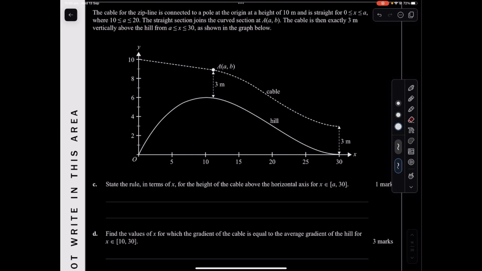The cable for the zip line is connected to a pole at the origin at a height of 10. So okay, perfect, which is over here. And is straight from 0 to A. So here this line is straight, where 10 to 20, this over here. So A is from 10 to 20, which makes sense. This straight section joins the curve at A and B. The cable is then exactly 3 meters vertically above the hill. So here, it's 30, where A is between 20 and 30. Okay, as shown in the graph.